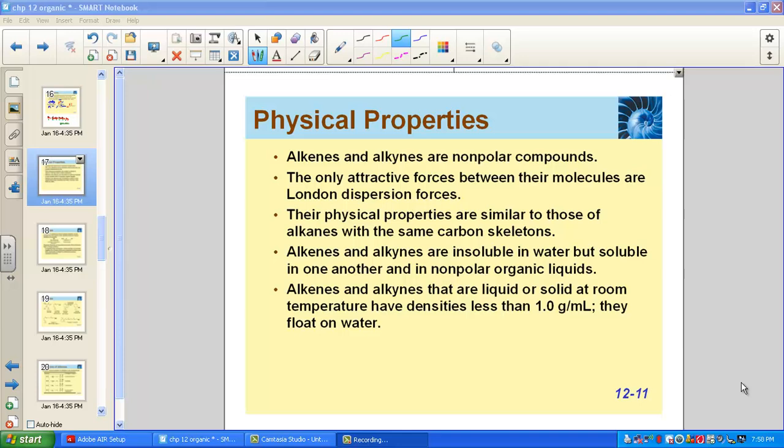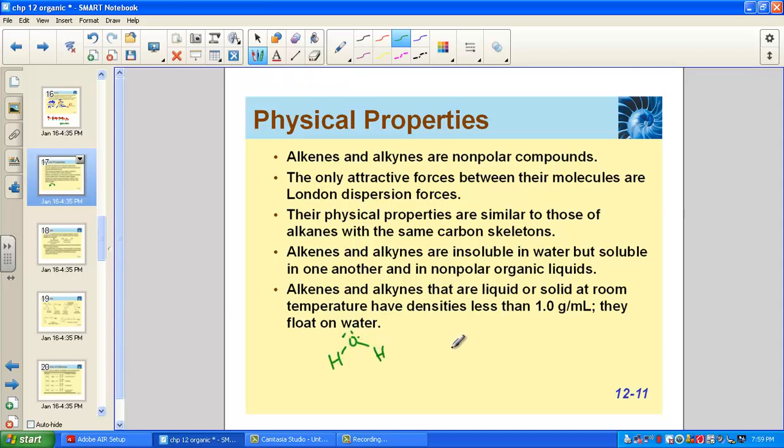Alkenes and alkynes that are liquids at room temperature tend to have densities less than that of water, 1 gram per 1 mL. So if they're less dense than water, they indeed will float on the surface of water. And since they are nonpolar, they will not dissolve in water, simply recalling earlier that like dissolves like. So if water is a polar molecule and a hydrocarbon that contains either double or triple bonds is a nonpolar substance, the two would not mix well together.